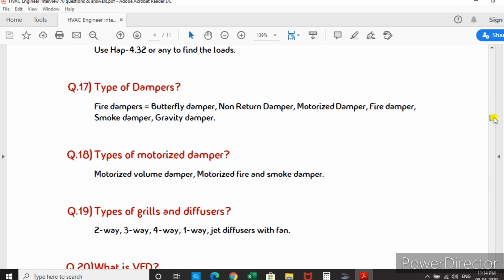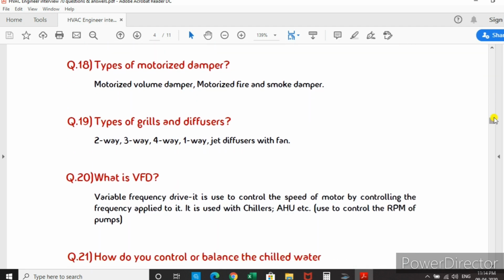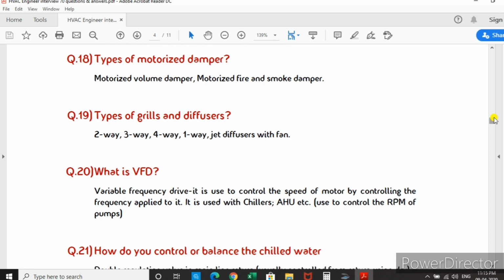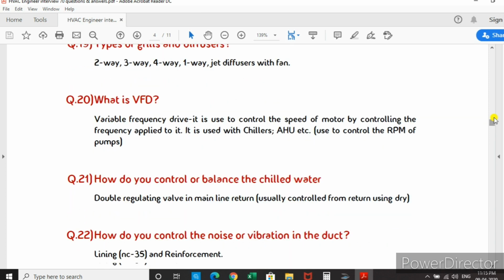Q. Types of dampers. Fire damper, butterfly damper, non-return damper, motorized damper, smoke damper, gravity damper. Q. Types of motorized damper. Motorized volume damper, motorized fire and smoke damper. Q. Types of grills and diffusers. Two-way, three-way, four-way, one-way, jet diffusers with fan.